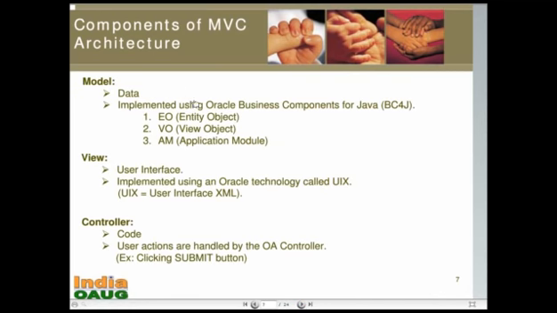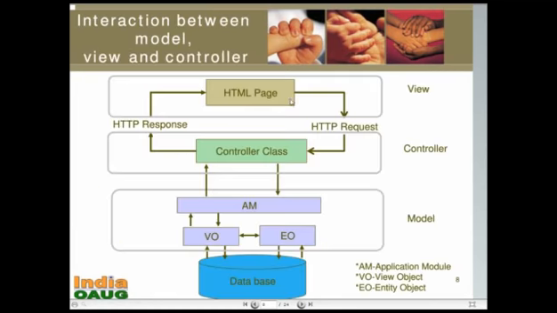In the model, what are the objects we have? Three objects, we call them BC4J objects, Business Components for Java: entity object, view object, application module. View is nothing but your user interface, UIX, user interface XML. This page will be defined there. Controller is nothing but your code. It handles your controller transactions. This is your HTML page, nothing but a view. This is your controller class, nothing but a controller.